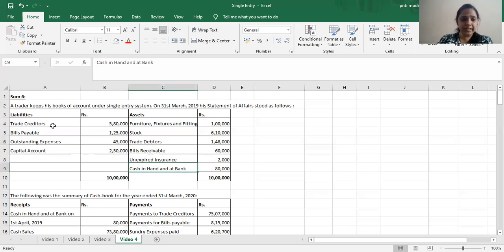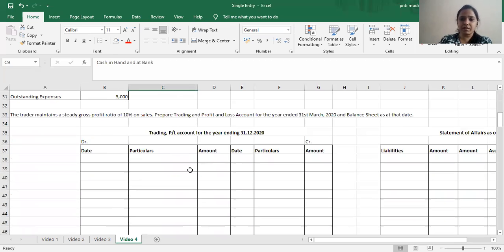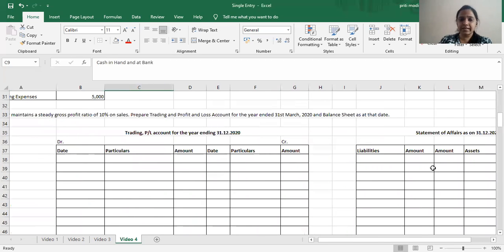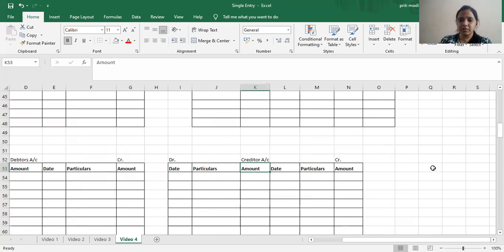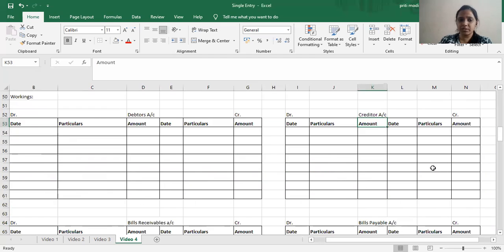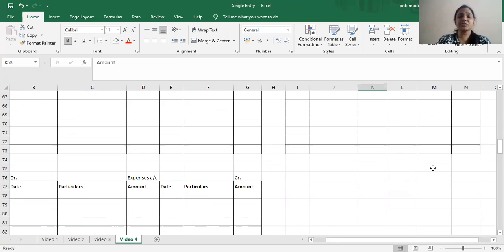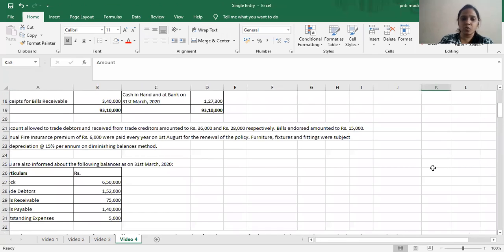So let's keep on posting each and every item. As you all can see, I have already prepared trading PL and statement of affairs, the closing one. This is prepared, and I have prepared the workings: debtors, creditors, and over here bills receivable, bills payable, and expense account. So these accounts have been just opened. Okay. Now let's go one by one.